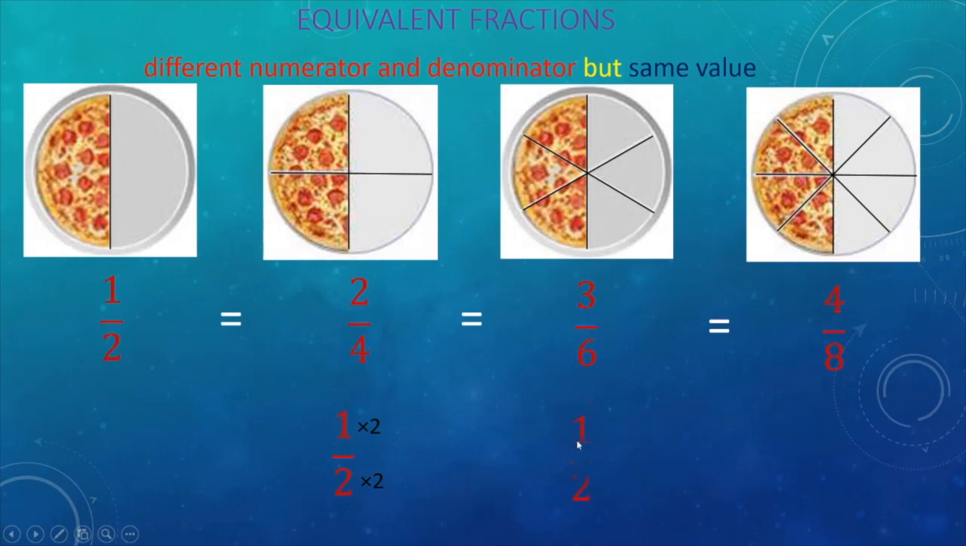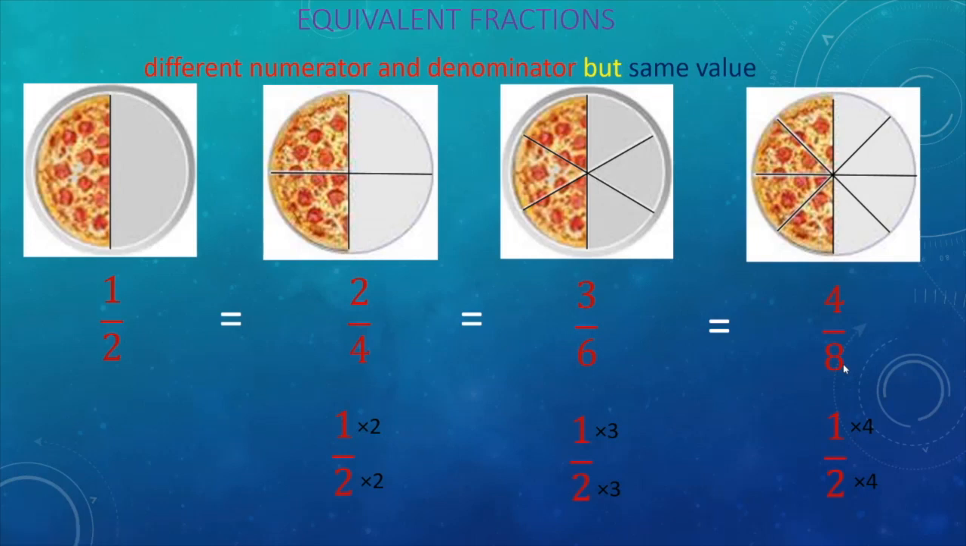The same with the next one. To obtain 3 over 6 from 1 over 2, we need to multiply both numerator and denominator by 3. 1 times 3 is 3, and 2 times 3 is 6. And the same with the last fraction. 1 times 4 and 2 times 4. 1 times 4 is 4, and 2 times 4 is 8.